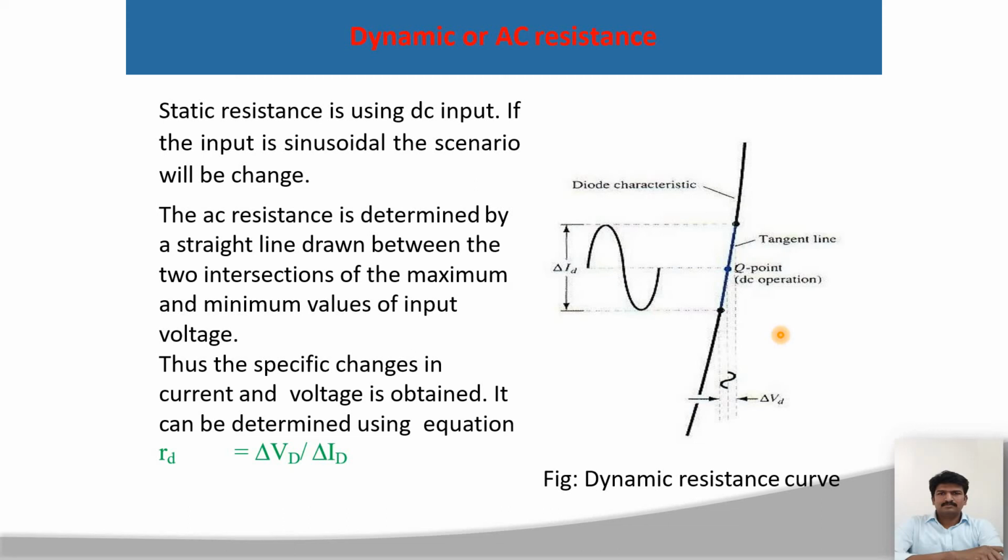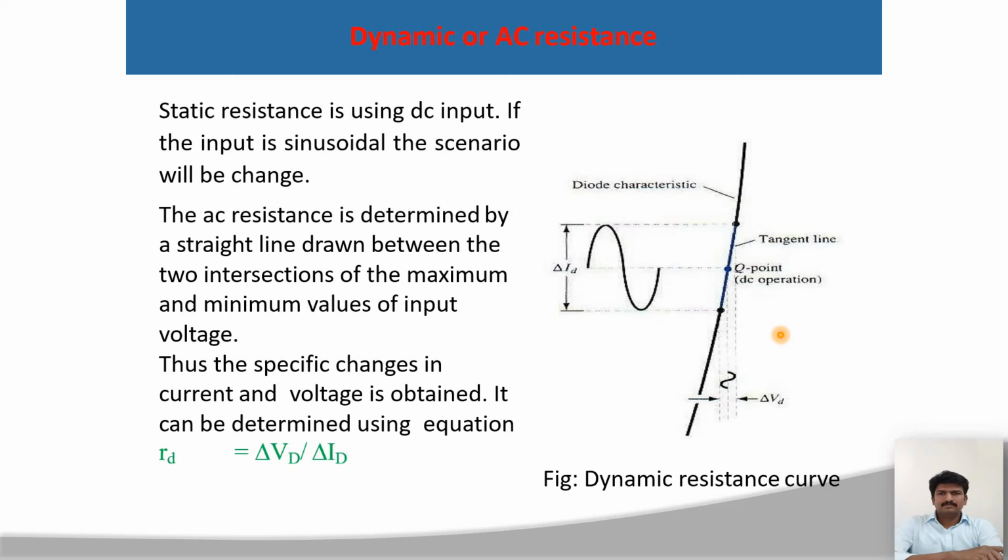The static resistance uses a DC input, meaning VD is a DC, fixed voltage you apply. If the input is sinusoidal, the scenario changes. It means it has dynamic resistance and dynamic current. AC resistance is determined by a straight line drawn between the two intersections of the maximum and minimum values of the input voltage. There is a specific change in current and voltage obtained. It can be determined using delta VD divided by delta ID.